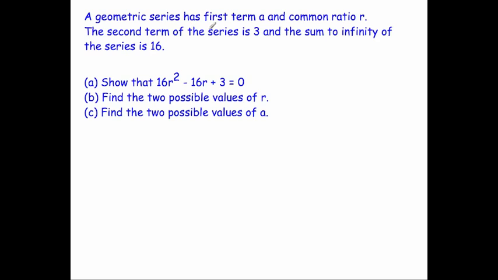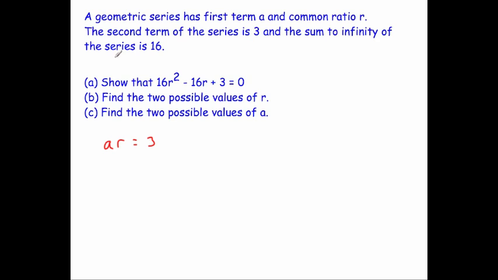A geometric series has first term a and common ratio r. The second term of the series is 3 and the sum to infinity of the series is 16. So the second term is 3. Well, the first term is a, the second term is ar, and that equals 3.